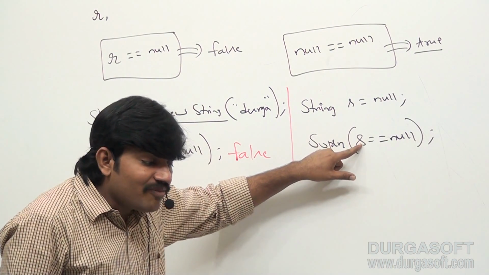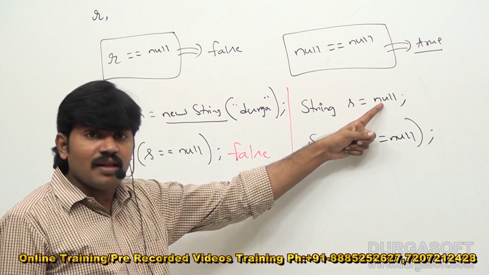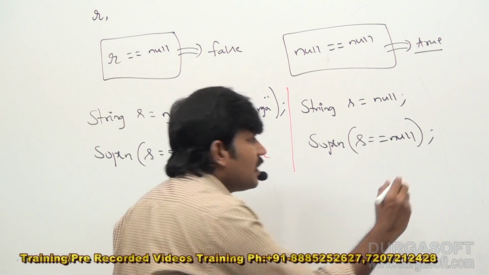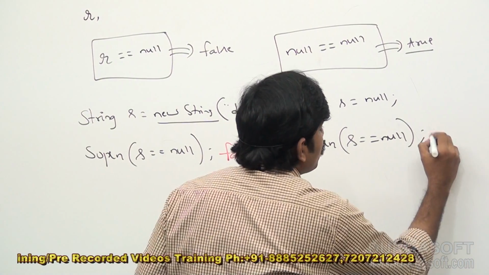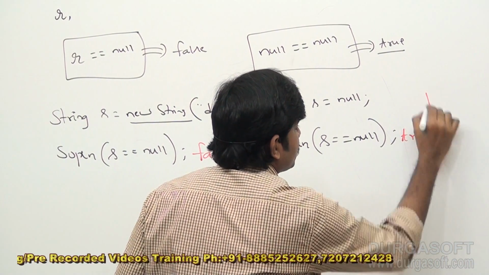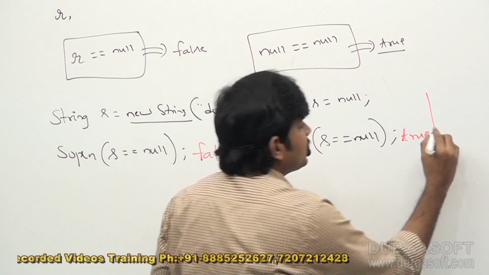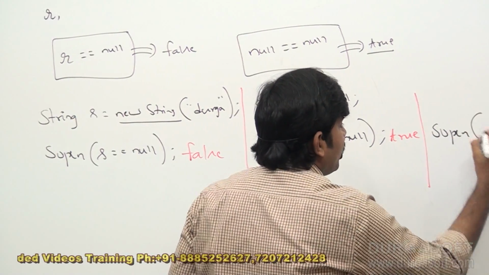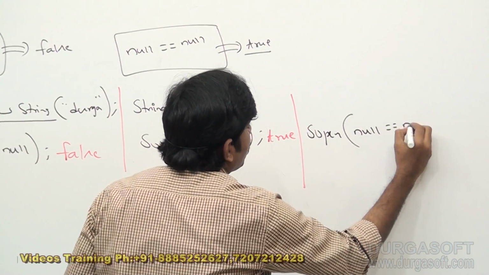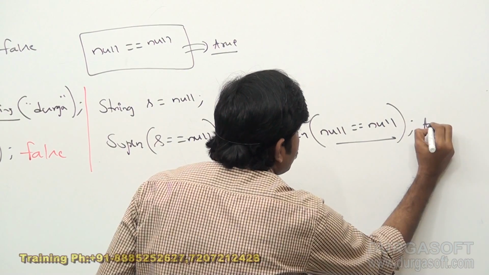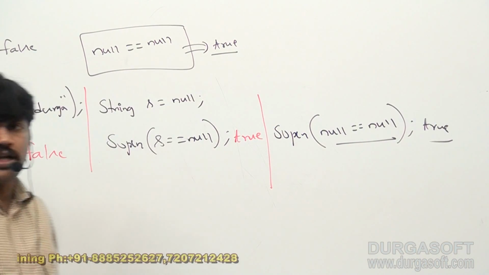Sir, internally what is the value of s? Null only. It's not pointing to an object. That's why null and null both are equal, and that is the reason we are going to get true. True is the answer in this case. Sir, this case is exactly the same as System.out.println(null == null), and its value is always true. I hope everyone is able to understand.